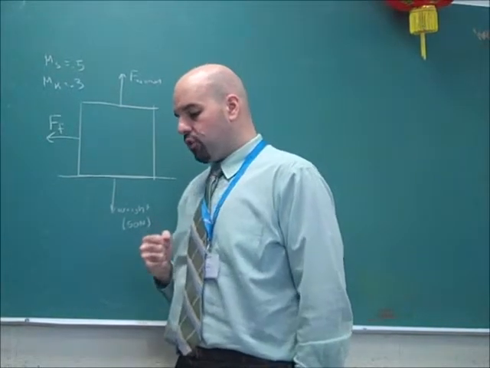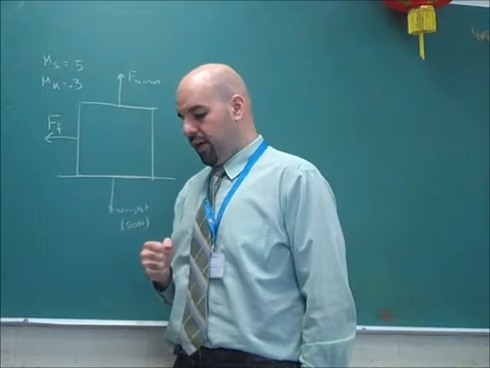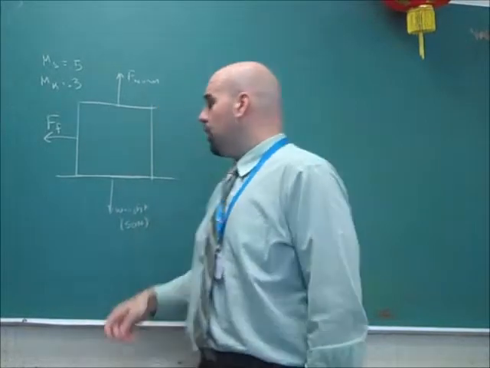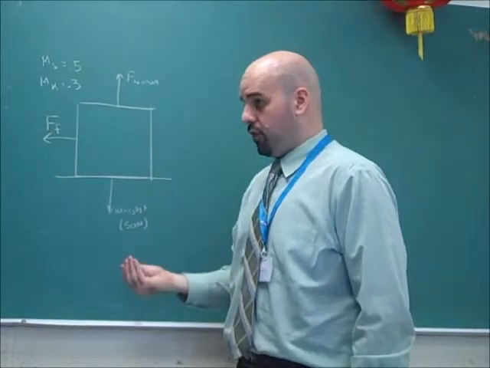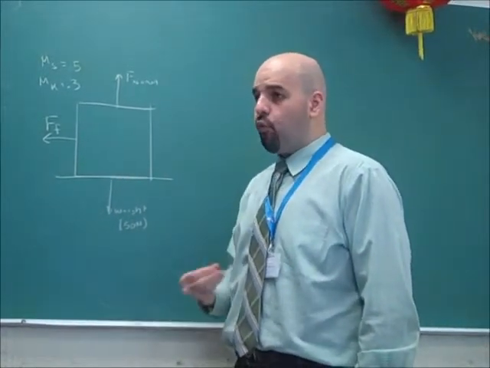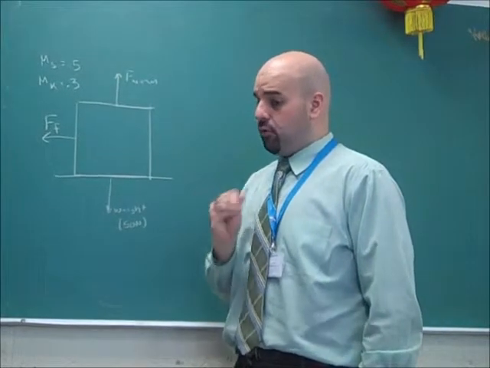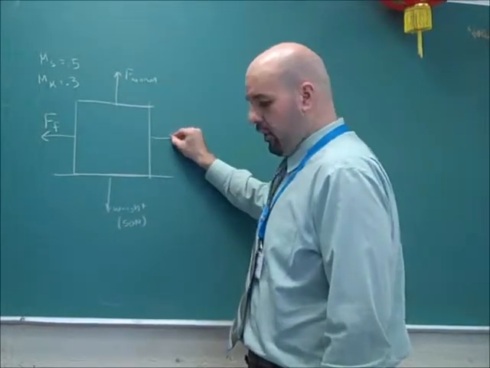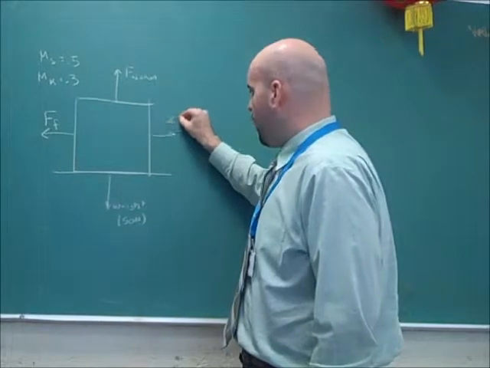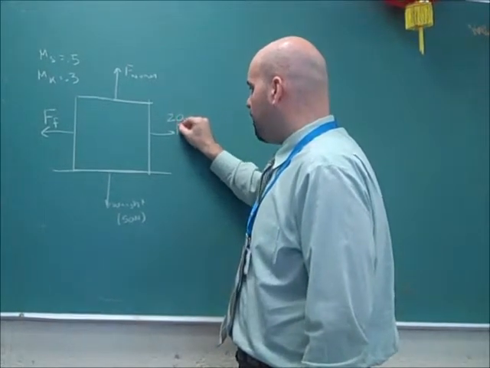A horizontal 20 newton force is exerted on the box. So if it's at rest, I'm not pushing with the friction. Friction's opposing me wanting to get it to move. That's Newton's first law. So I'm pushing a different direction, 20 newtons. That's my applied force. I call that F1.